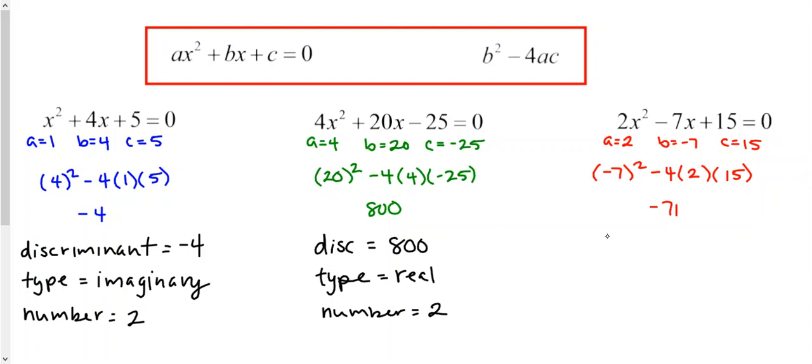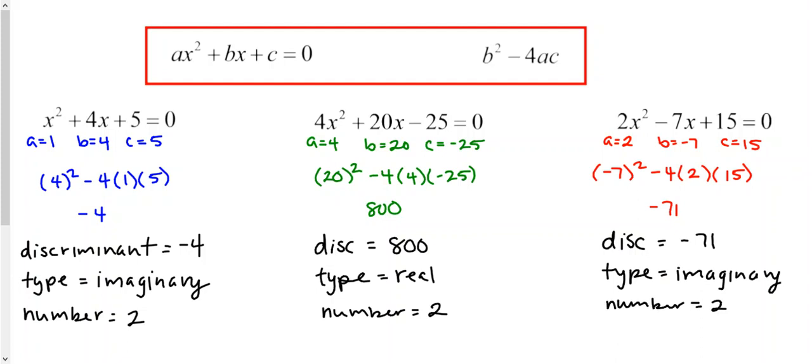And since it's a negative number, again, I'm going to abbreviate. My discriminant is negative 71. It's that actual number. And that tells me the type is going to be imaginary. And the number of solutions, how many I'm going to have, will be 2.